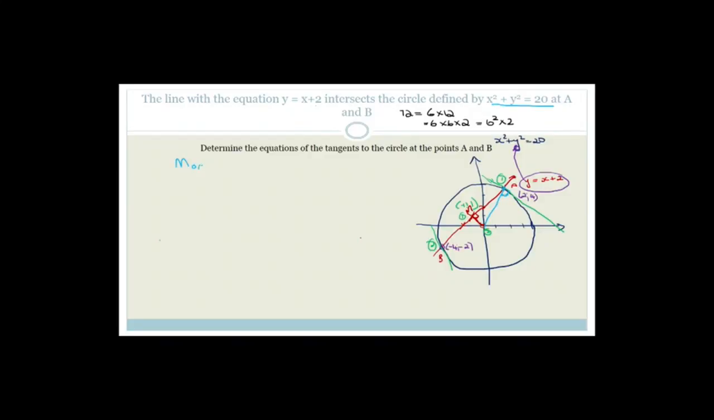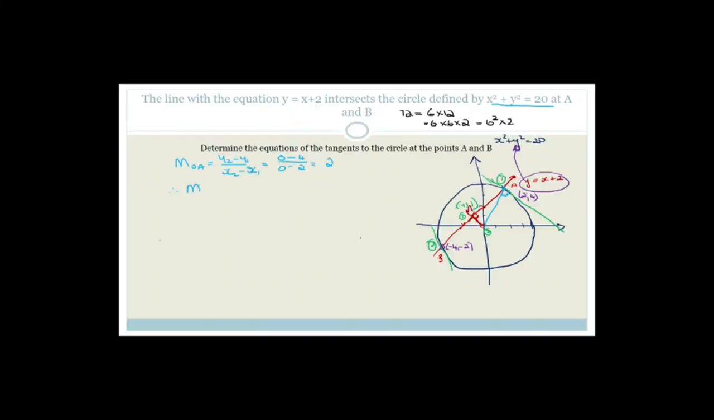So M of OA is going to be y2 minus y1 over x2 minus x1, which equals, let's call this point 2 and this point 1. So it's going to be 0 minus 4 over 0 minus 2, which is just going to be 2. Okay, so the gradient of OA is 2.